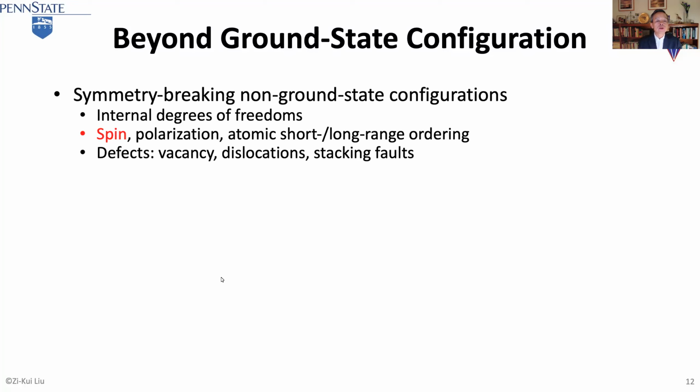So what are the symmetry-breaking non-ground state configurations? It's basically internal degrees of freedom, as we showed before. That's the DOFs. It could be spin, polarization, atomic short and long range ordering, defects like vacancies, dislocations, stacking faults.